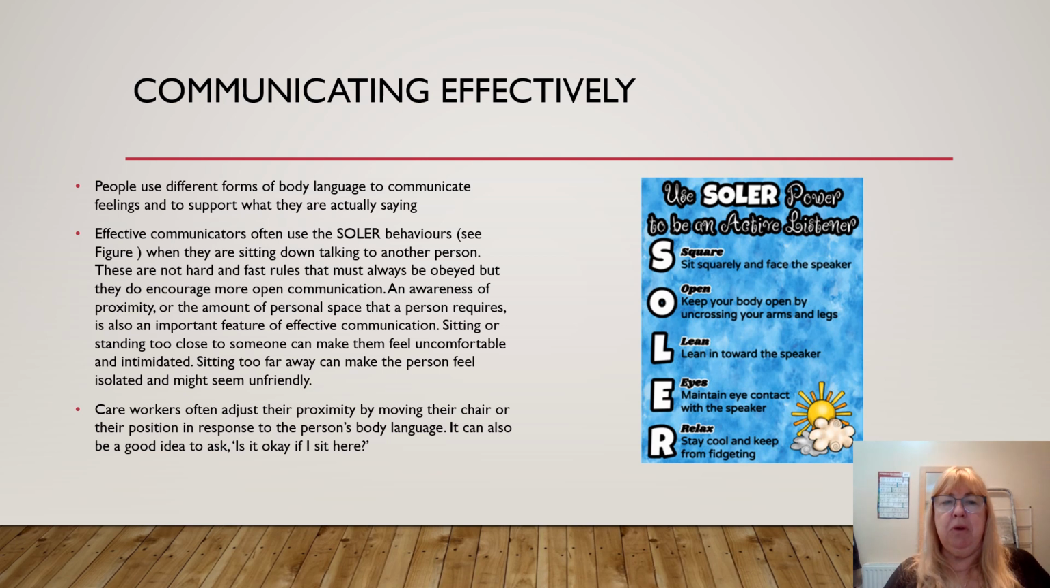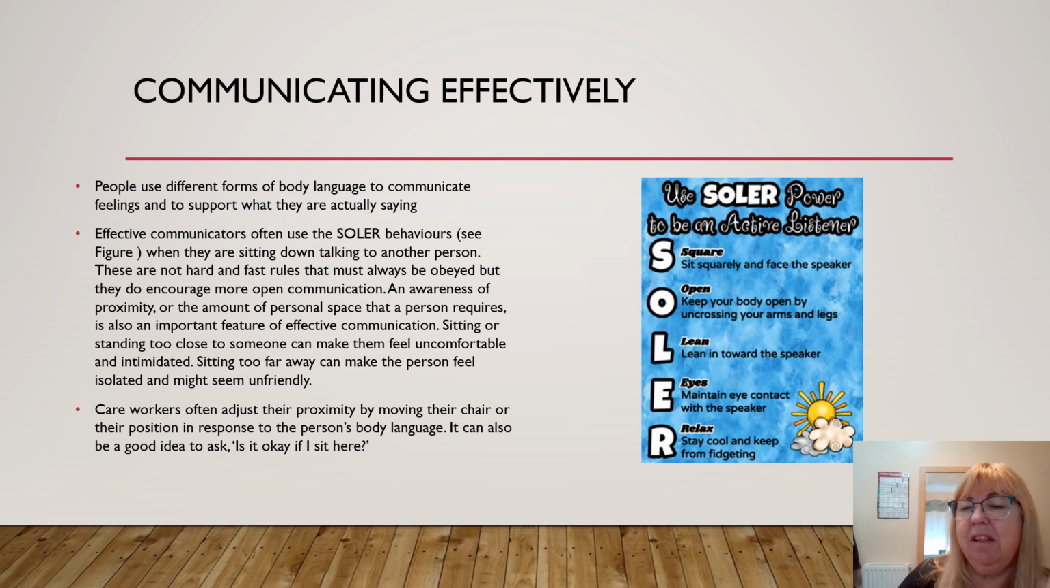People use different forms of body language to communicate feelings. A lot of people who are good use the SOLAR acronym. SOLAR here, if you have a look in my thing. And this adds to your active listening. This is about your body language. So it's quite easy to remember.